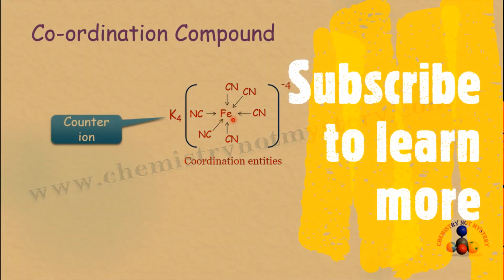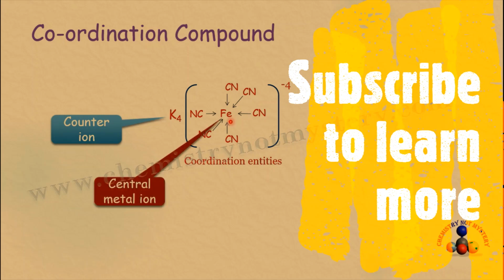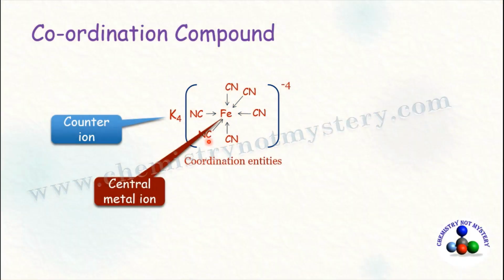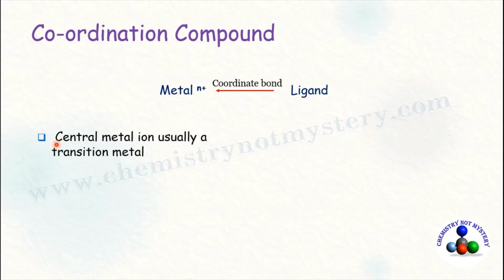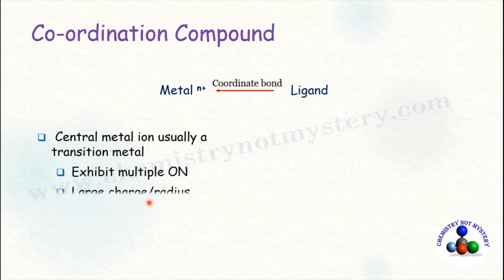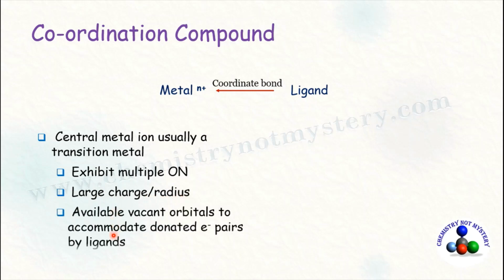Here the metal is present at the center, so it is the central metal ion. And the molecules that surround the metal are called ligands. In a coordination compound, there is a metal ion and there are ligands, which make coordinate bonds with the metal. Here the central metal ion is usually a transition metal that exhibits multiple oxidation numbers and that has a large charge to radius ratio. It also provides vacant orbitals to accommodate electron pairs donated by ligands.